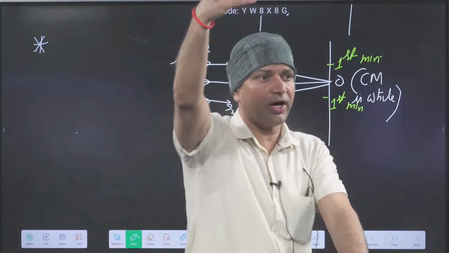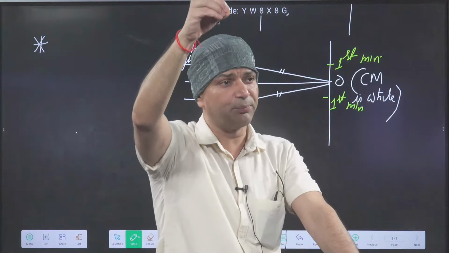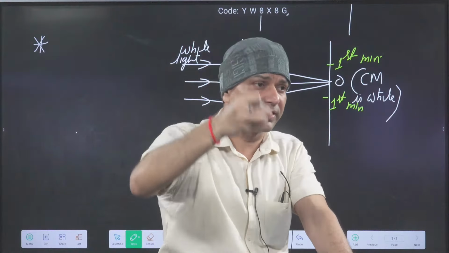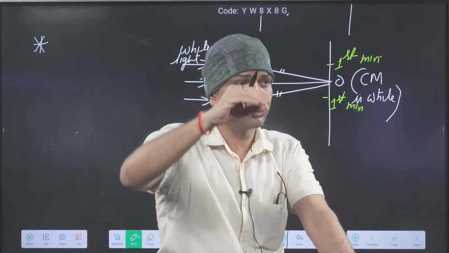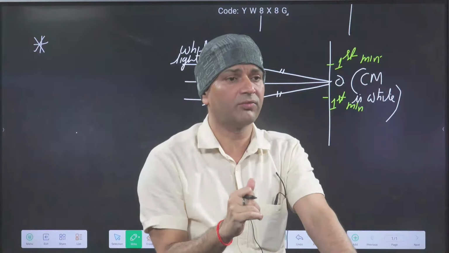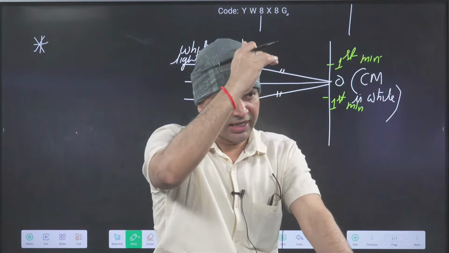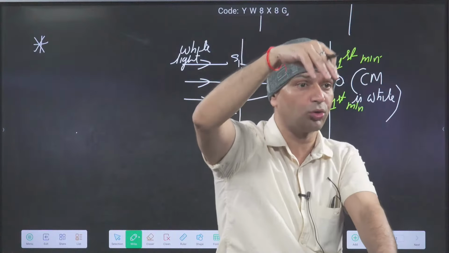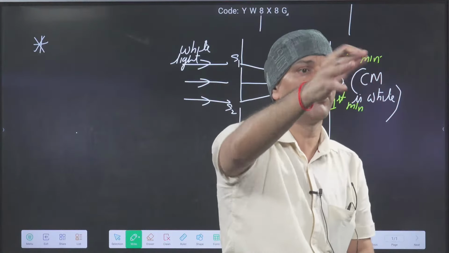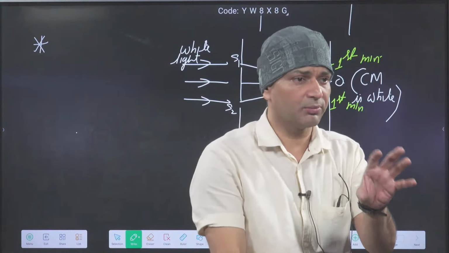Now as you go far from the central white, after the first minima of the violet, at some point you will get the first minima of the red. Why? Red wavelength is maximum, so its minima will be far from the central white. Now red is missing. Red, orange intensity is 0. Then blue and violet will be dominant, so the fringe will appear bluish.